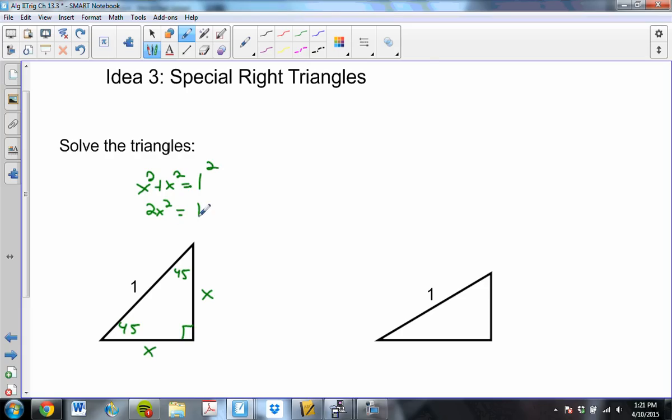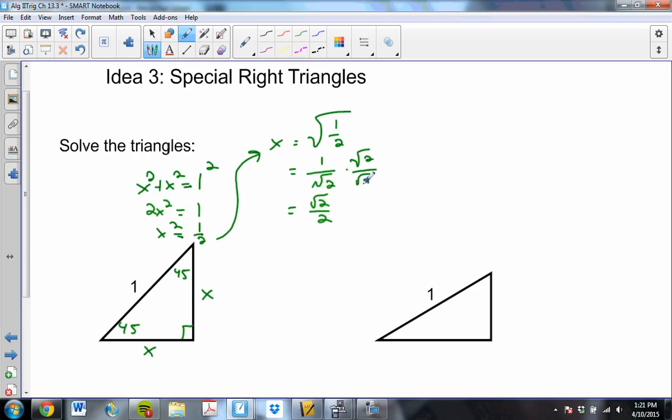So this is a squared plus b squared equals c squared, where a and b are both just x. So it's really 2x squared equals 1, so x squared equals a half. So that means that x equals the square root of a half. And I can square root 1, so that simplifies to 1 over the square root of 2. I can't have that radical on the bottom, so it becomes root 2 over 2. So this length here is really root 2 over 2 and root 2 over 2. So a 45, 45 right triangle has that ratio: root 2 over 2, root 2 over 2, and 1. The other special right triangle is a 30, 60, 90.